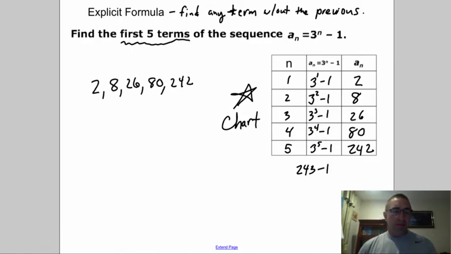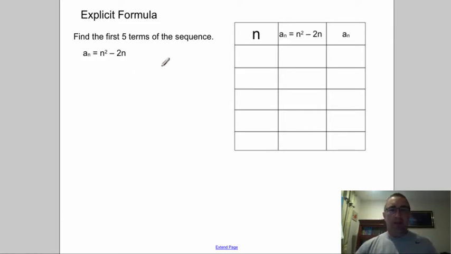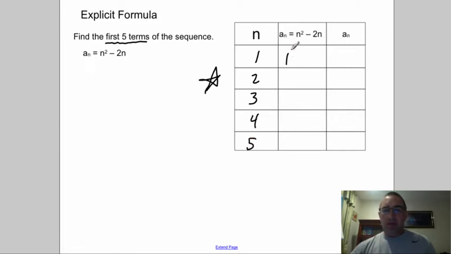Okay? Another example quickly. Again, feel free to pause and get everyone an opportunity to get this work down before we move on. Find the first 5 terms of the sequence, so make a table. Again, chart required. First term, second term, third term, fourth term, fifth term. And now we have to put in a 1. 1 squared minus 2 times 1, negative 1.